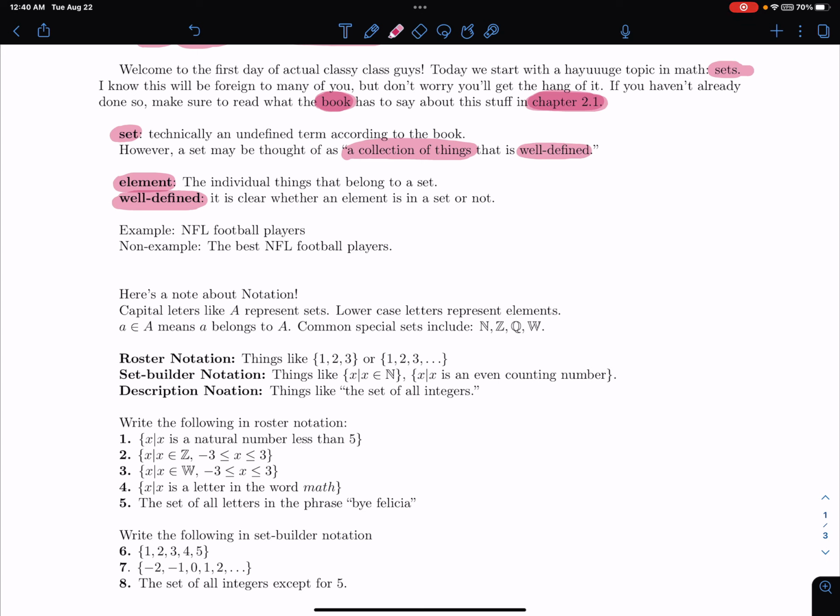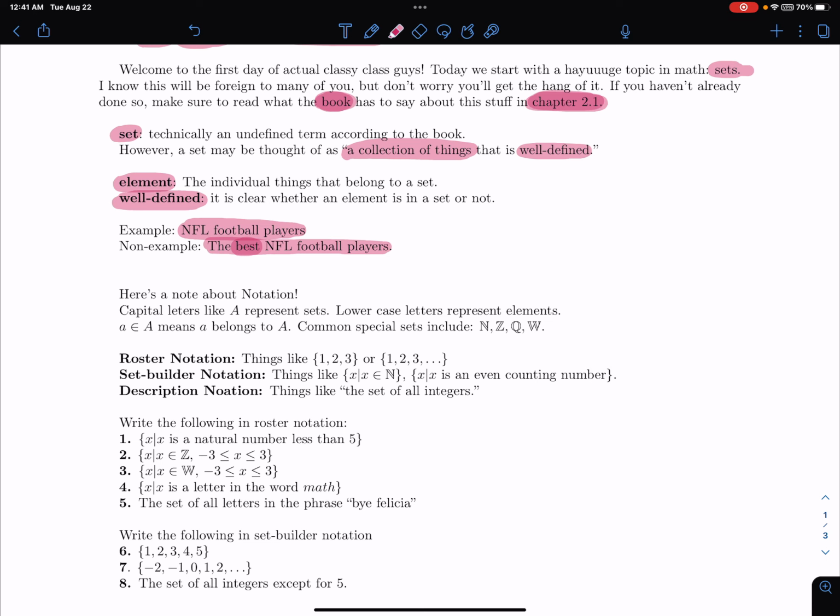So let me give you an example and a non-example. An example would be NFL football players. That would be a set. Why is that a set? Well, because you could look at an individual and say they're either an NFL football player or they're not. Now, a non-example is the best NFL football players, and that's because this part, best, that's subjective. If you look at a particular NFL player, you're not really sure, do they belong to the category of best or not?